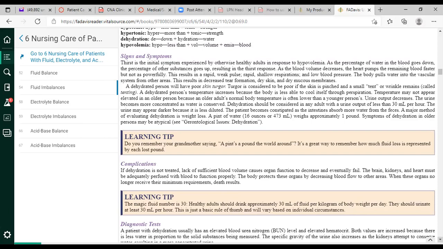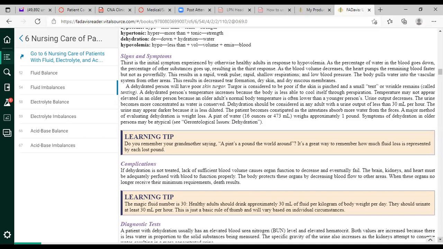Let's see how much urine this patient is producing. And in an 8-hour period, what should be the minimum amount of urine a patient actually produces? 16 ounces. Would that be 16 ounces? No. It just said 60.